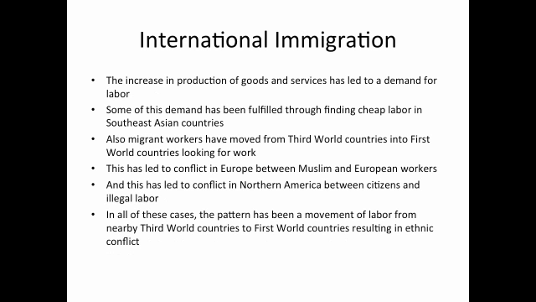As trade increased, so did international immigration. The increase in production of goods and services led to a demand for more labor. Some of this demand has been fulfilled through finding cheap labor in places like Southeastern Asian countries. But also migrant workers have moved from the third world or developing world into first world countries looking for work. This often has led to ethnic conflict, such as in Europe between Muslim and European workers. And it has led to conflict in Northern America between citizens and what is known as illegal labor. In all these cases, the pattern has been a movement of labor from nearby developing countries or third world countries to first world countries, resulting in ethnic conflict.